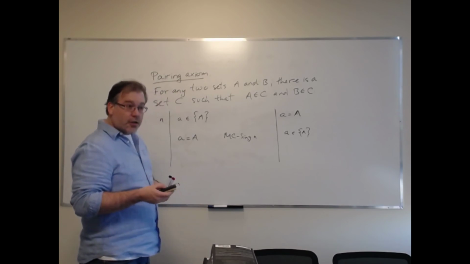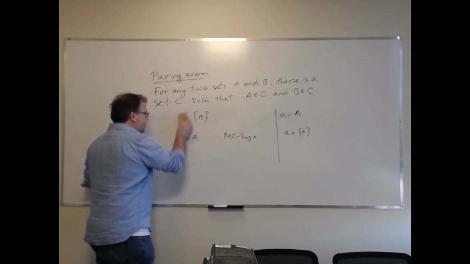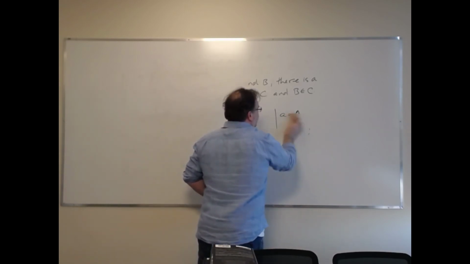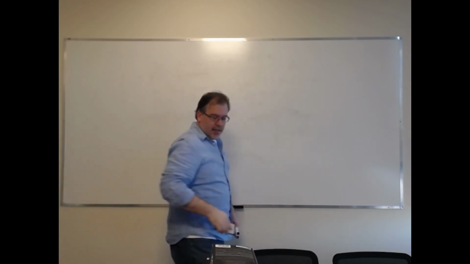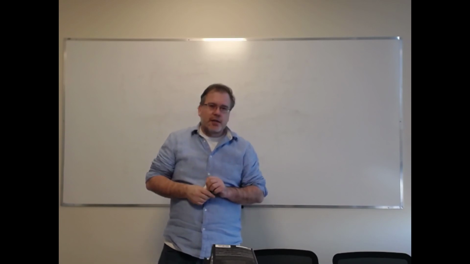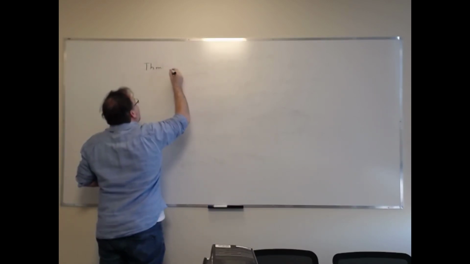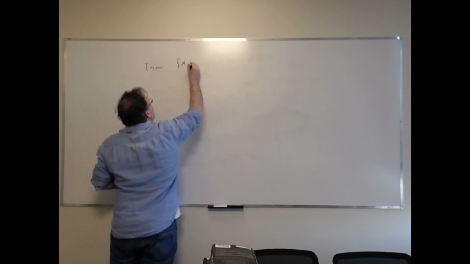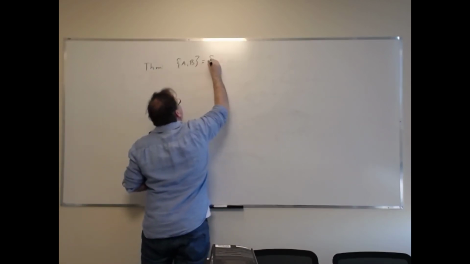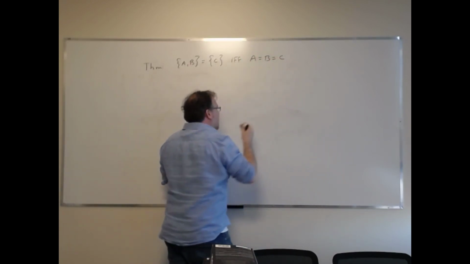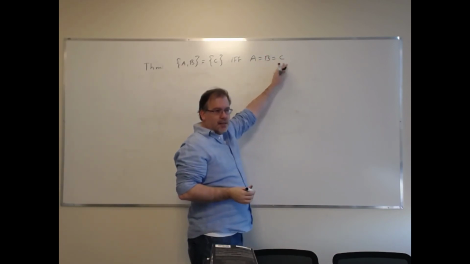So maybe we can just look at a couple examples of how that would be working. At this point, I should mention that if you read the notes of 5.3 last week, I had fewer examples. I've added a couple, so you might want to look at the updated version of the notes. So we're going to look at the following theorem. That theorem tells us that the pair containing A and B equals singleton C if and only if A equals B equals C. And that means A equals B and B equals C and A equals C.